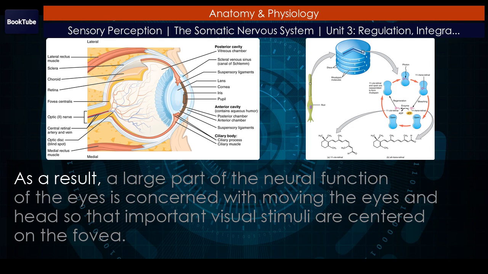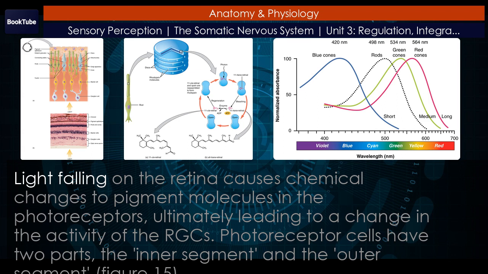As a result, a large part of the neural function of the eyes is concerned with moving the eyes and head so that important visual stimuli are centered on the fovea. Light falling on the retina causes chemical changes to pigment molecules in the photoreceptors, ultimately leading to a change in the activity of the RGCs.